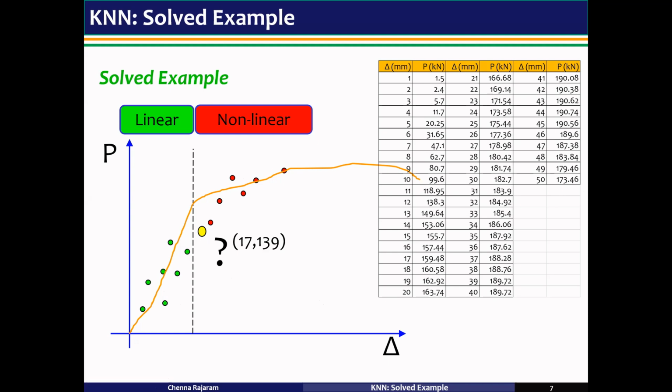To make you understand more clearly, the data points that are denoted with green color are linear and the red color are non-linear. Now, the point which is shown in yellow color has the coordinates 17 and 139. 17 is the displacement and 139 is the load. Now, we need to determine whether the point comes in the linear category or non-linear category using the KNN algorithm.